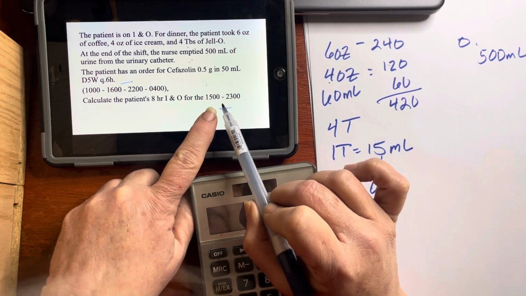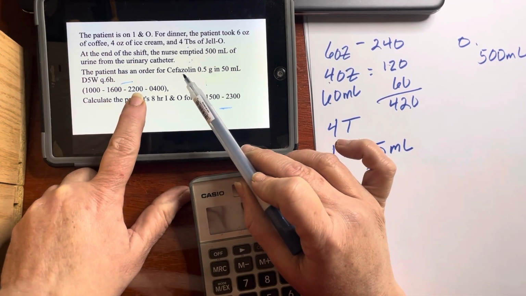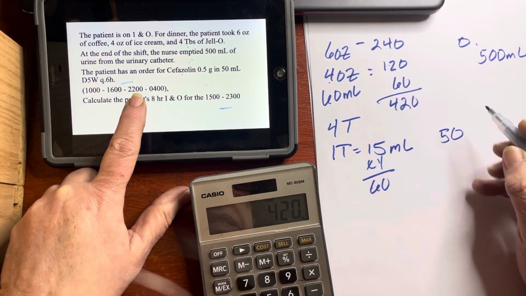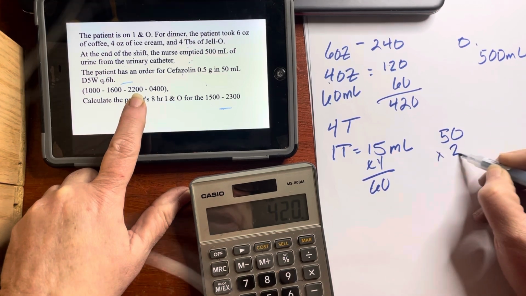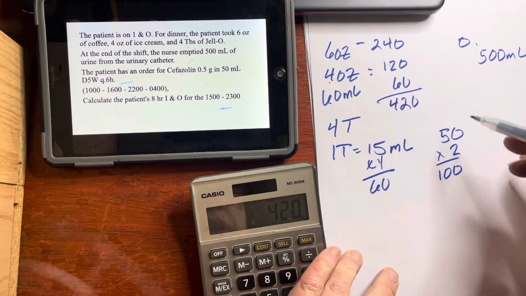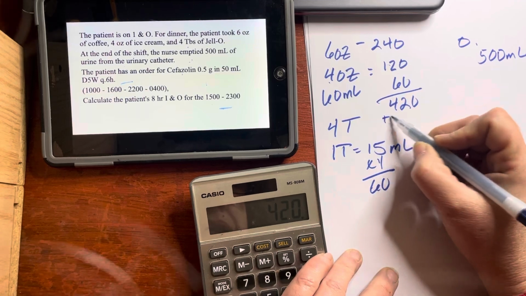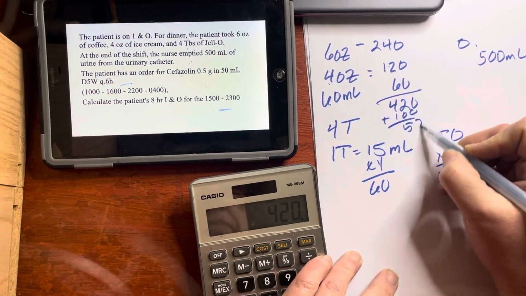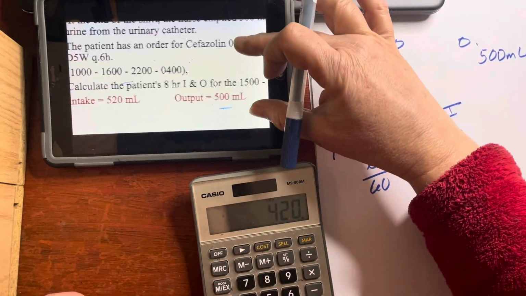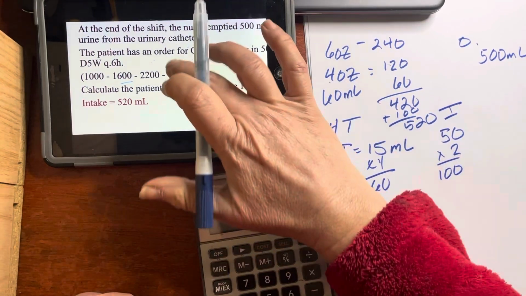You see that? So he would have got 1-2 cefazolins during our shift. So 50 times 2 would be 100. And we're going to add 100 to the 420. And that would be 520 intake and 500 output. I know I'm all over the place, but hopefully you're really paying attention.